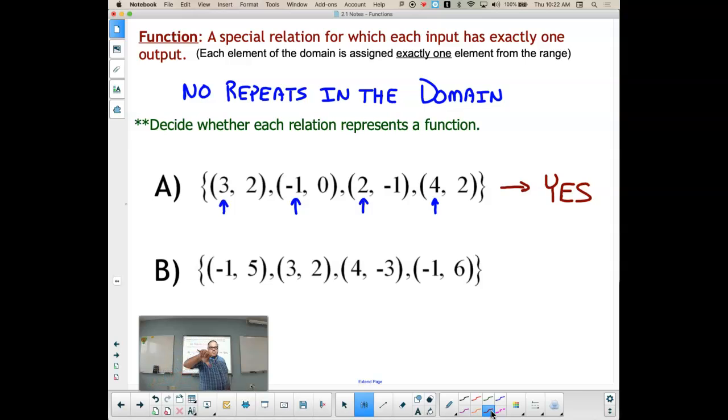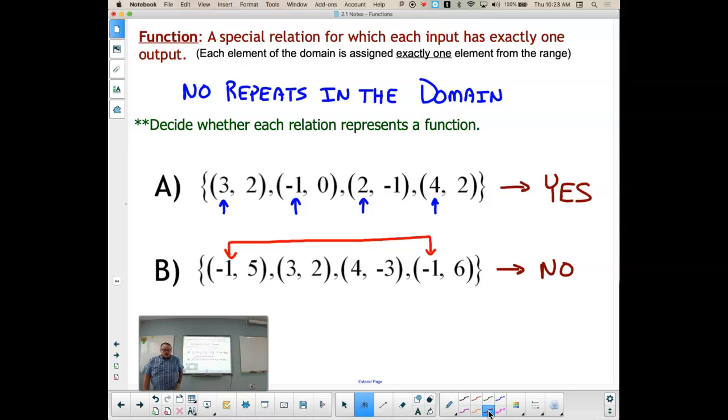Thumbs up or thumbs down if you think B is a function. Thumbs up if it is a function. Thumbs down if it is not a function. I see lots of thumbs down, and it is not a function because we have a repeated value here at -1. So this one is not a function.